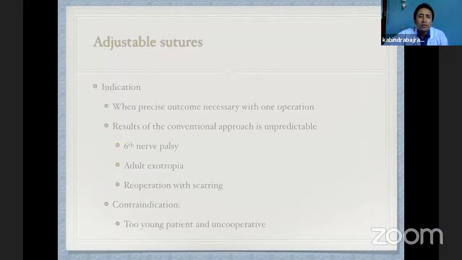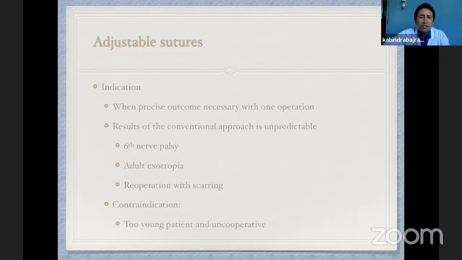Adjustable sutures are used sometimes when a precise outcome is necessary with one operation, because we always know that despite having several data to decide how much to recess and how much to resect, there is always a surprise after surgery. And if we need a precise outcome, then adjustable sutures can be used.